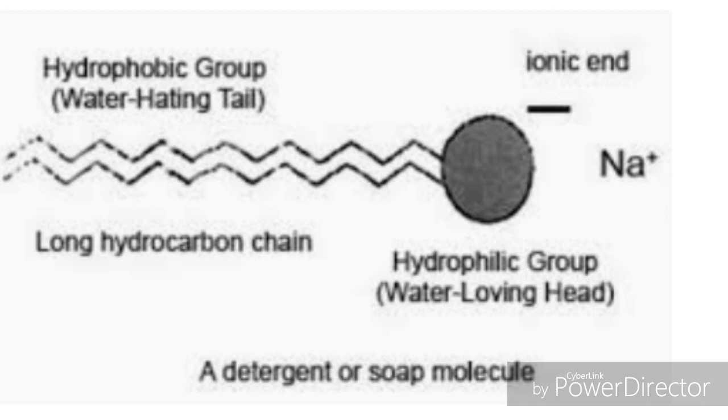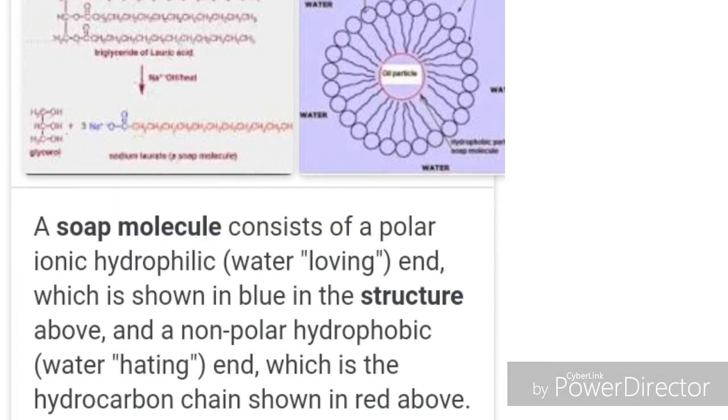This is the structure of soap molecule. You can see here hydrophilic group and hydrophobic group, ionic end and hydrocarbon end. A soap molecule consists of a polar ionic hydrophilic end, which is shown in blue color in the structure above, and a non-polar hydrophobic end, which is the hydrocarbon chain shown in red above.